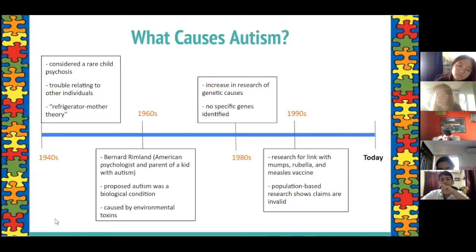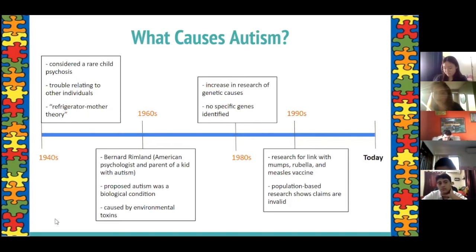Then in the 1990s, there was more research on a link with the mumps, rubella, and measles vaccine. And here there was a lot of controversy because a lot of people thought that autism was caused by vaccines. There was a big protest, and a lot of individuals stopped taking vaccines because they thought that they, or their children, were going to get autism from the vaccines.